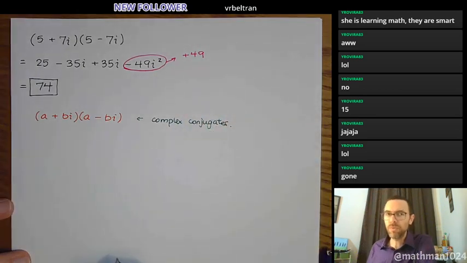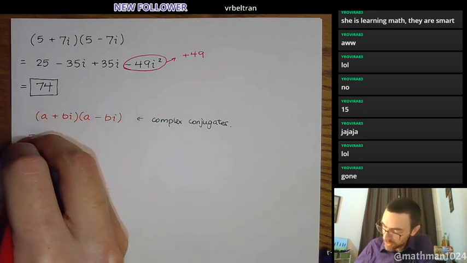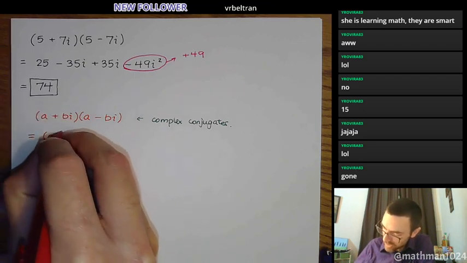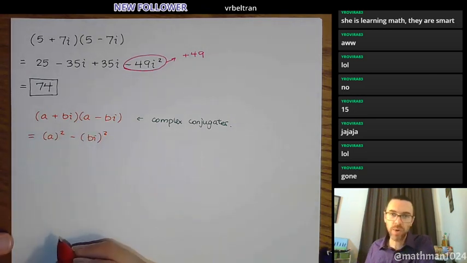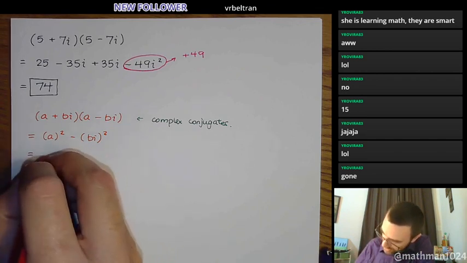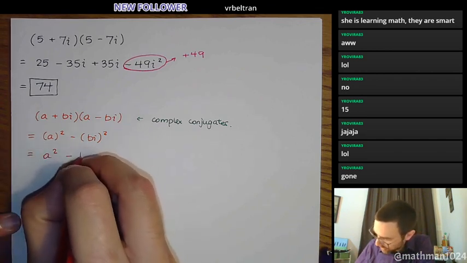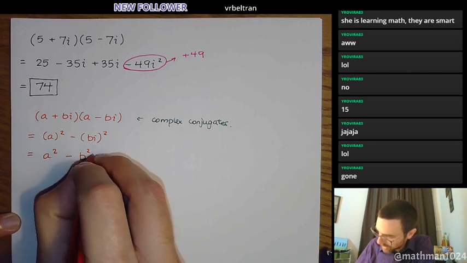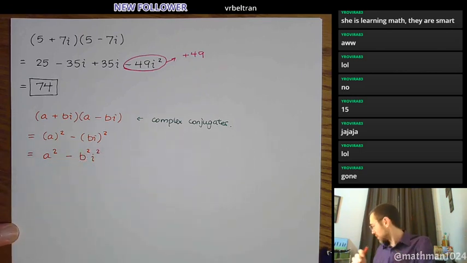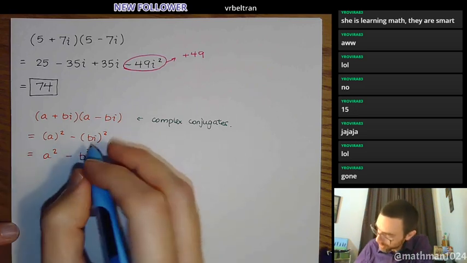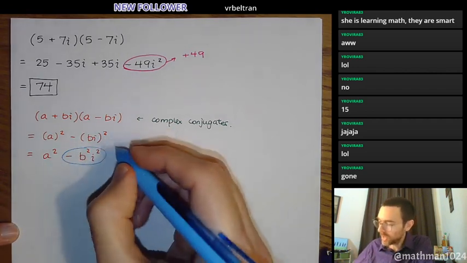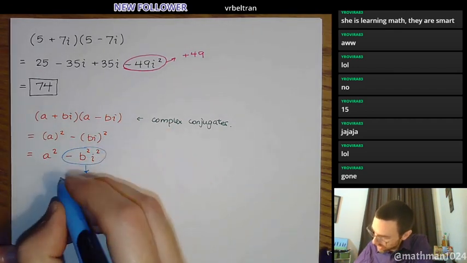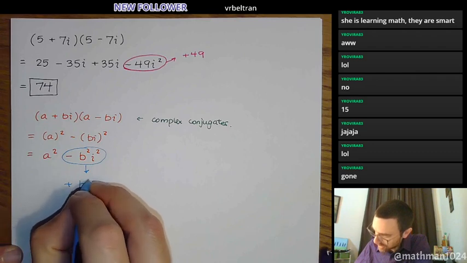Now, if you remember when we were multiplying conjugates before, like just normal conjugates, we would end up with a difference of two squares. We would say a squared minus bi squared. And if we work this out, that's a squared minus b squared i squared. But we've just gone through a whole page talking about what happens when you have this i squared. So this minus b squared i squared is going to become plus b squared.